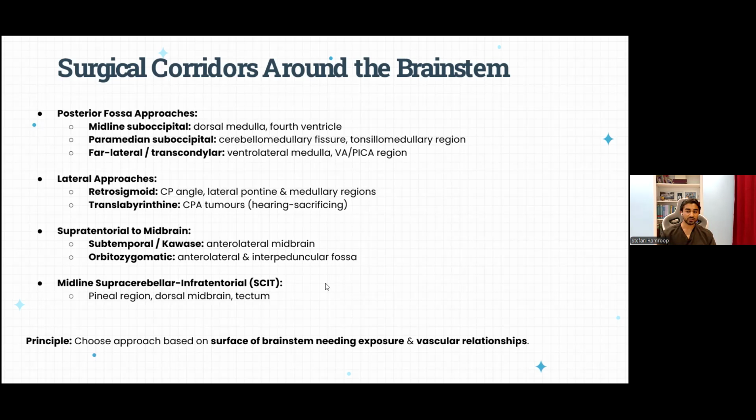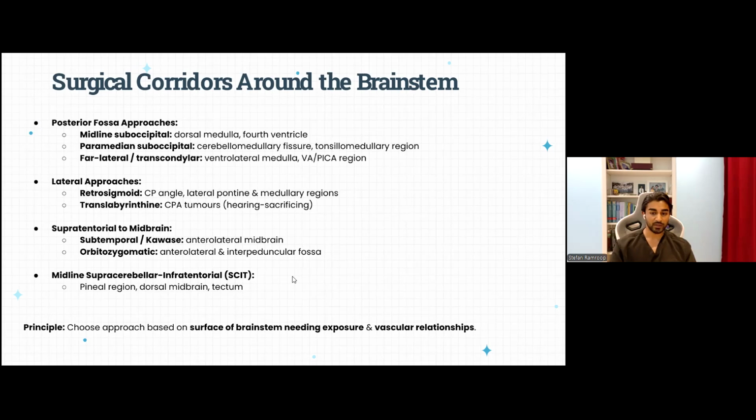For the midbrain, subtemporal and anterior petrosal approaches allow exposure to the anterolateral midbrain, and the orbitozygomatic approach offers a more superior and anterior trajectory towards the interpeduncular fossa and ventral midbrain. Finally, you have your supracerebellar infratentorial approach, which provides access to the pineal region, your dorsal midbrain and tectal plate, with minimal brain retraction required. And again, the overarching principle here is to approach targets with the goal of getting to a specific surface of the brainstem, depending on the lesion location and its relationship to major vessels as well.